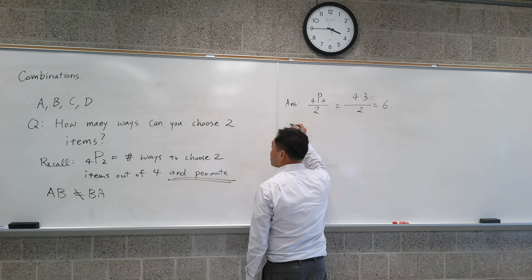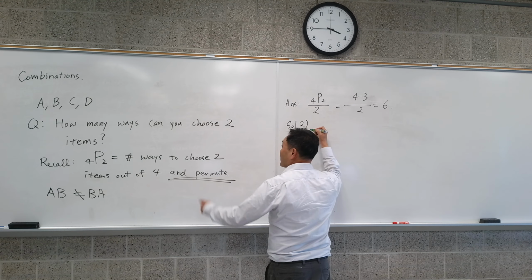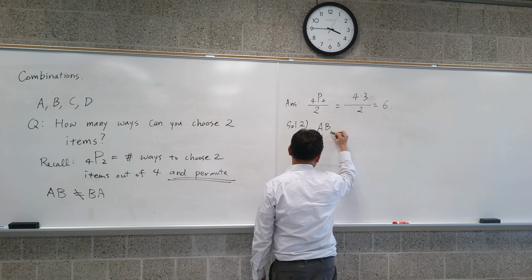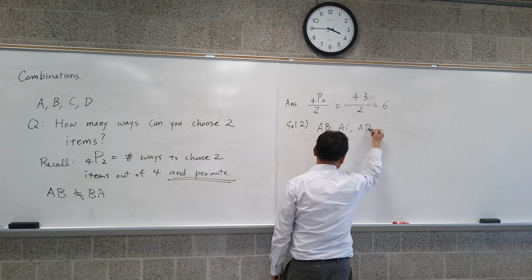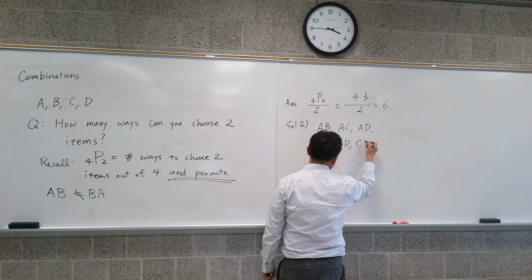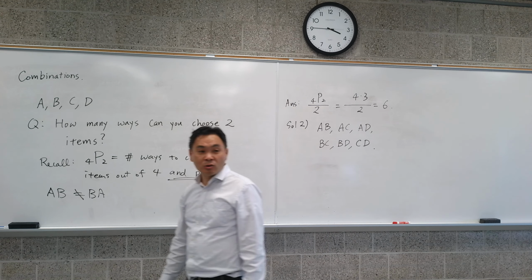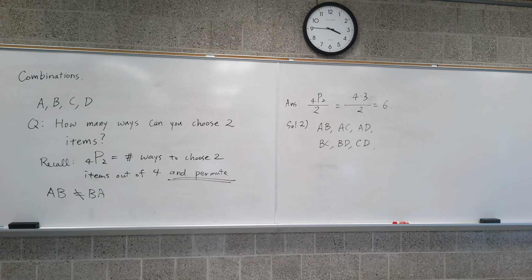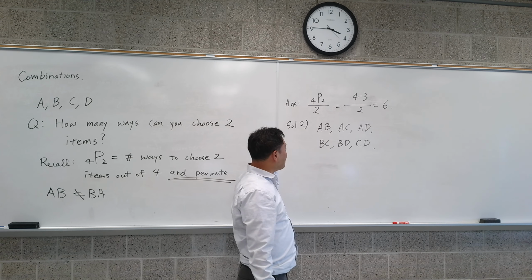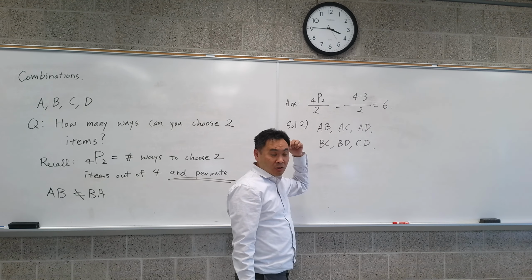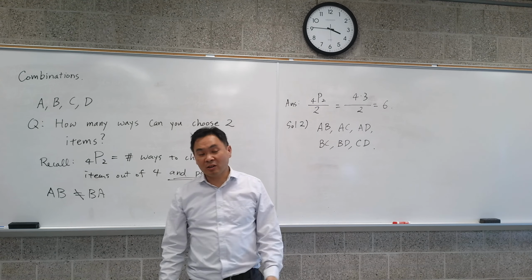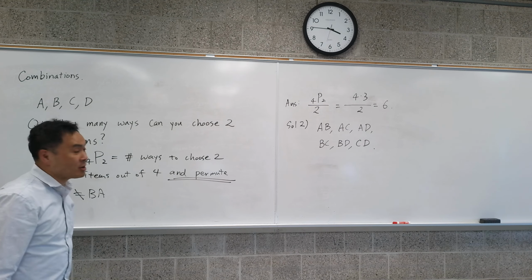So solution 2, you can solve the same question by explicitly writing down what are the 2 choices. It could be AB, AC, AD, or BC, BD, or CD. That's all. No matter what you try, if you picked 2 items, then it'll be one of these 6. Now, if you chose BA, that's the same as AB because here the ordering doesn't matter. So the second solution would get the same answer by actually listing out everything.